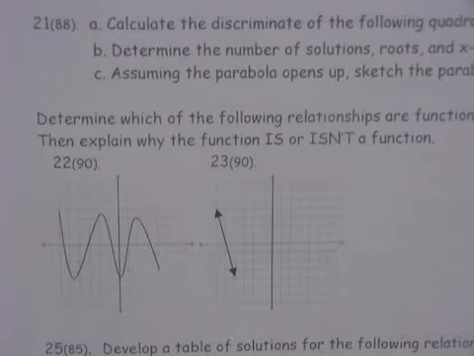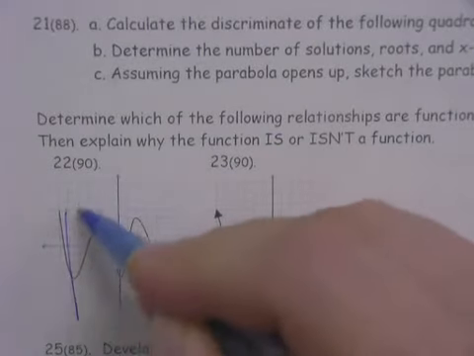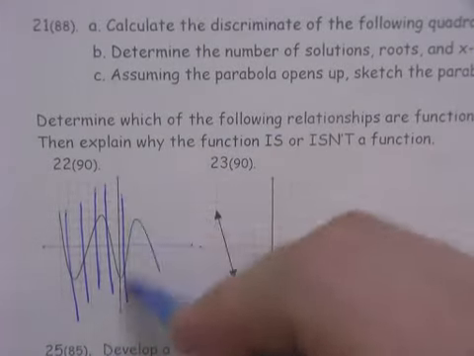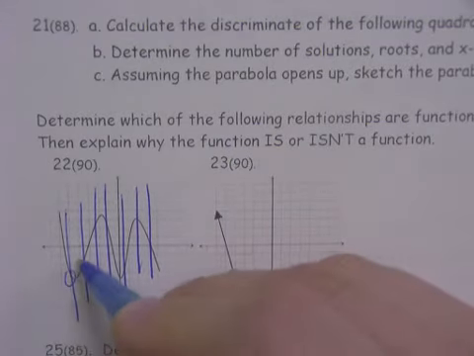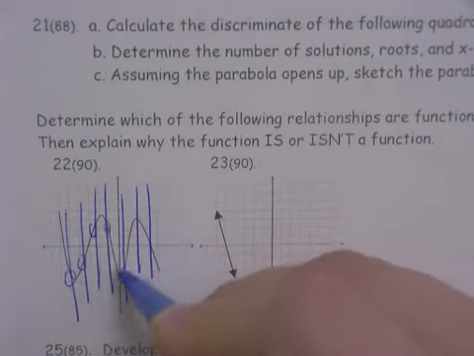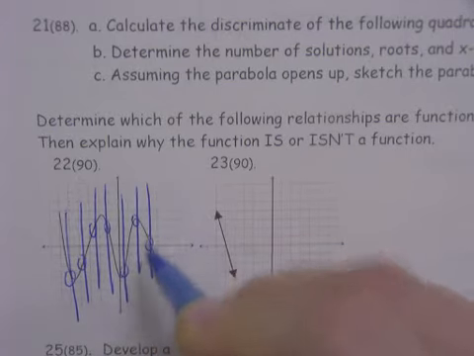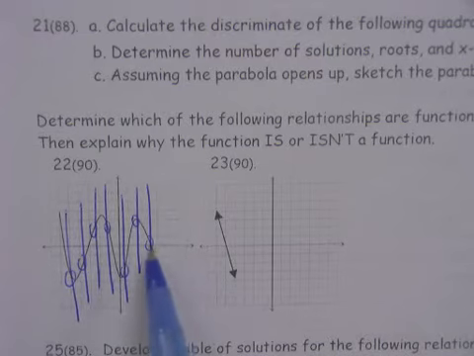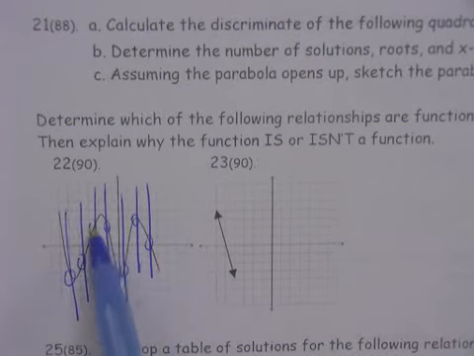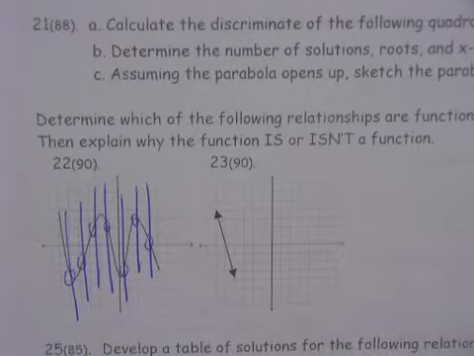So I'm just going to take a blue pen out. You just use a pencil. And basically just draw vertical lines. As long as every vertical line touches the curve one place, then it is a function. And in this case, this is a function because each vertical line touches the curve only one time.